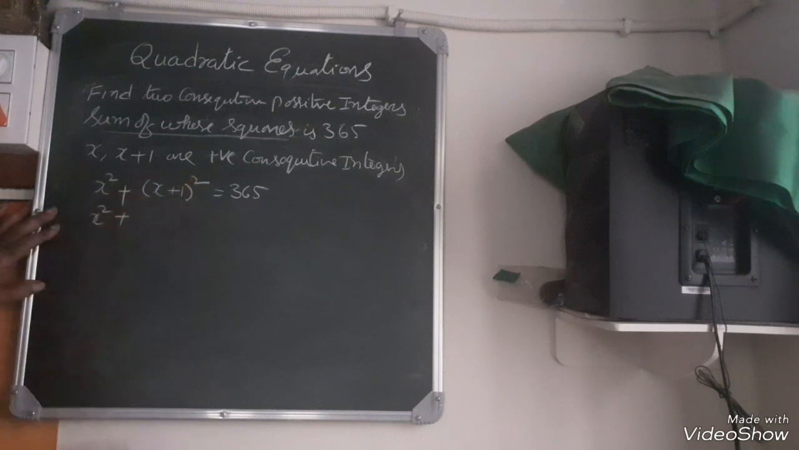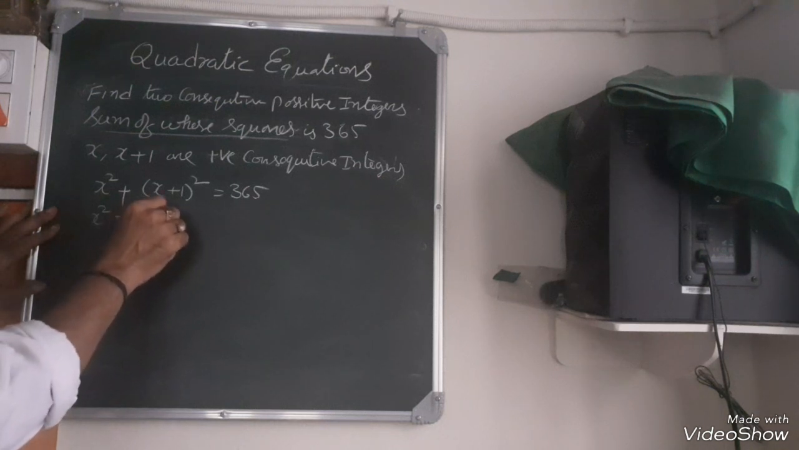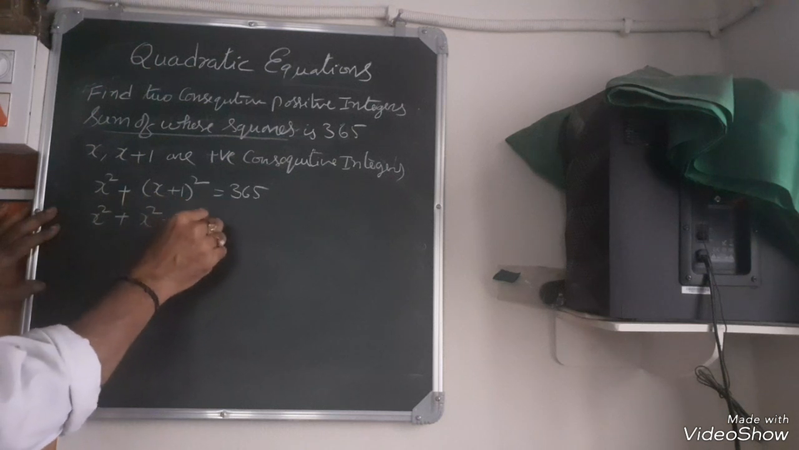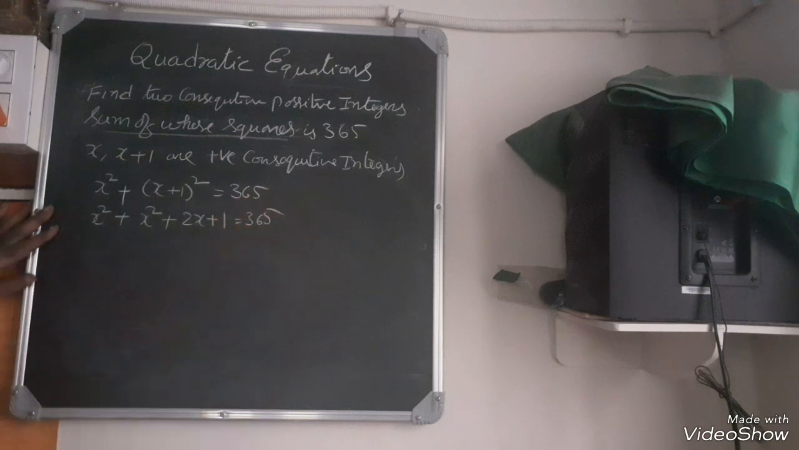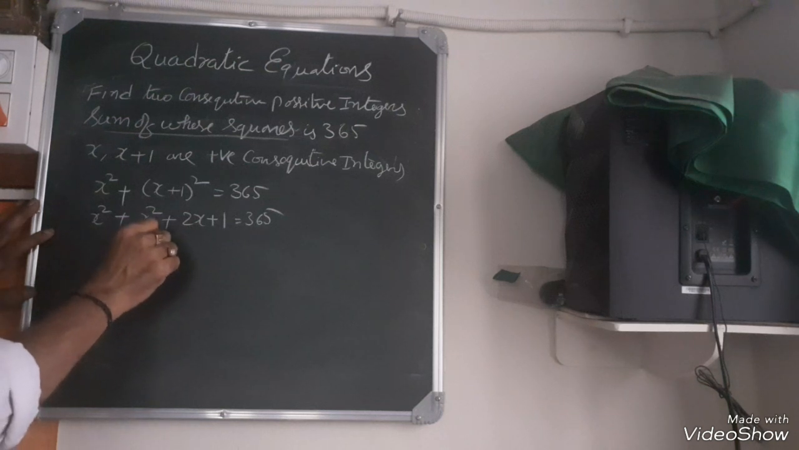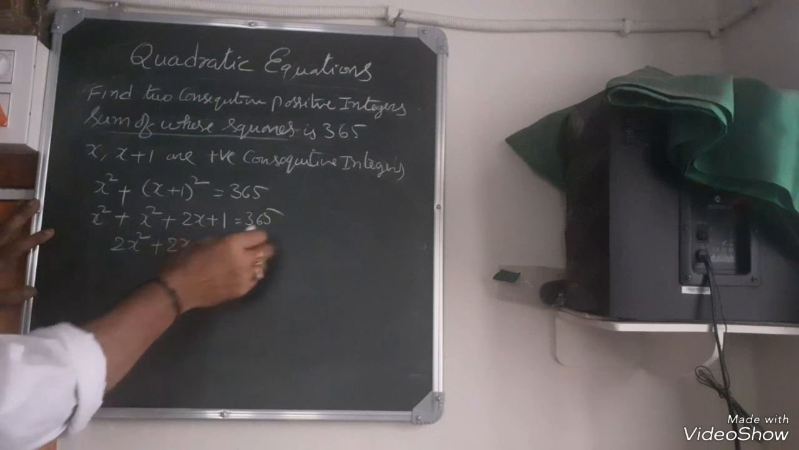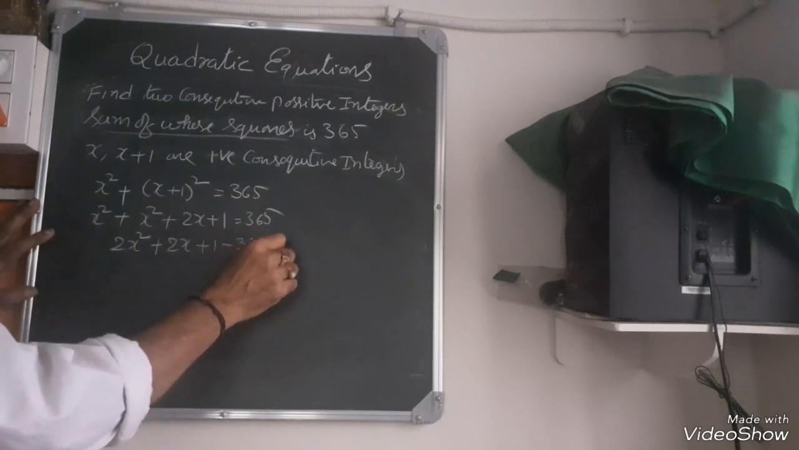In a plus b whole square form you expand. What is a plus b whole square? A square plus 2ab plus b square. So a square plus 2ab, 2 into x into 1, 2x plus b square, 1, equal to 365. Now x square plus x square, 2x square plus 2x plus 1, this side minus 365 equal to 0.